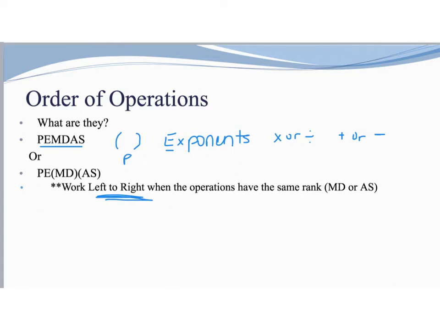So again, the P is the parentheses, E is exponents, M is multiplication, and D is division, whichever one comes first. And then the A and the S is addition or subtraction. So let's look at a few examples and see how this works.